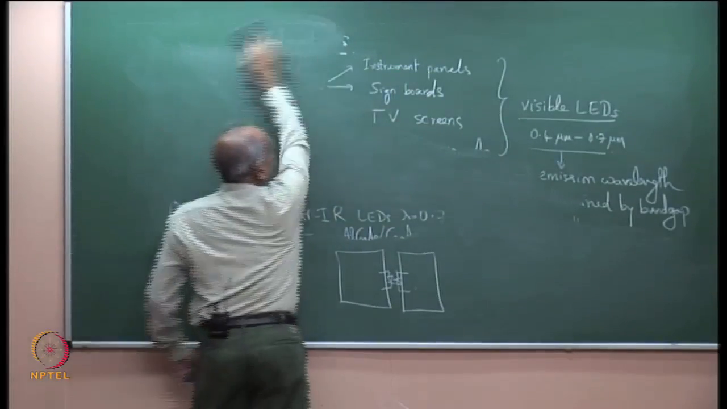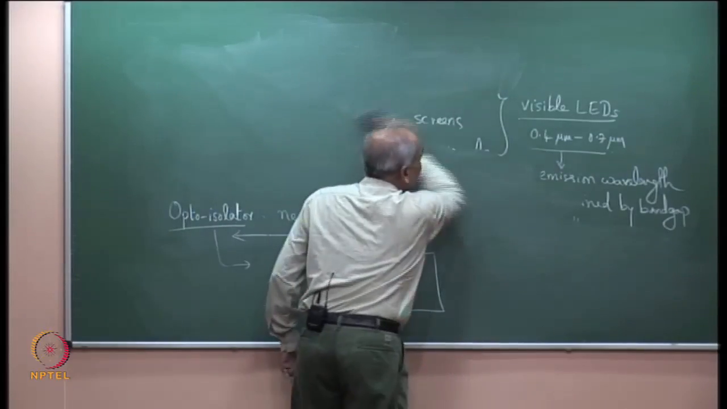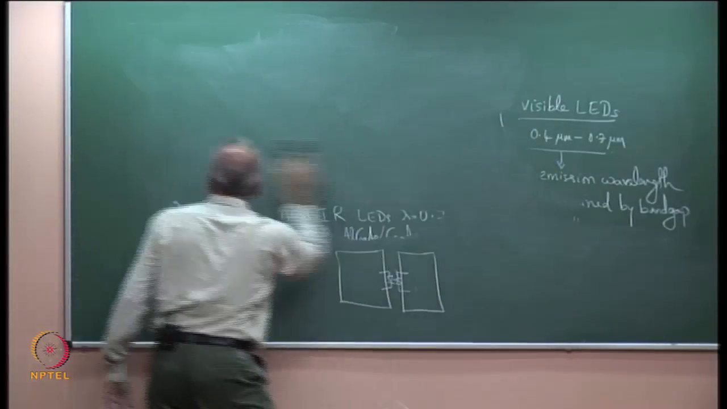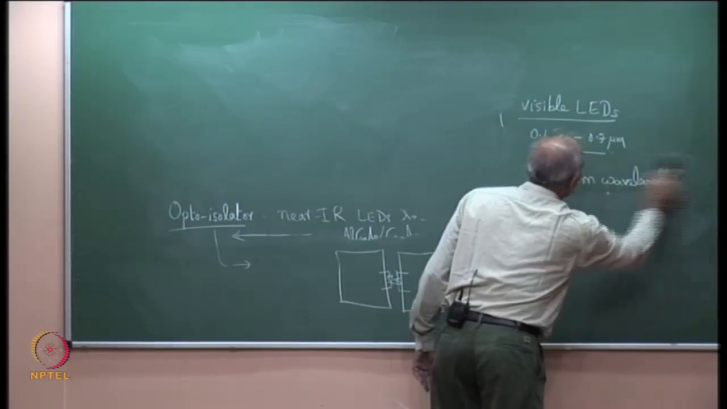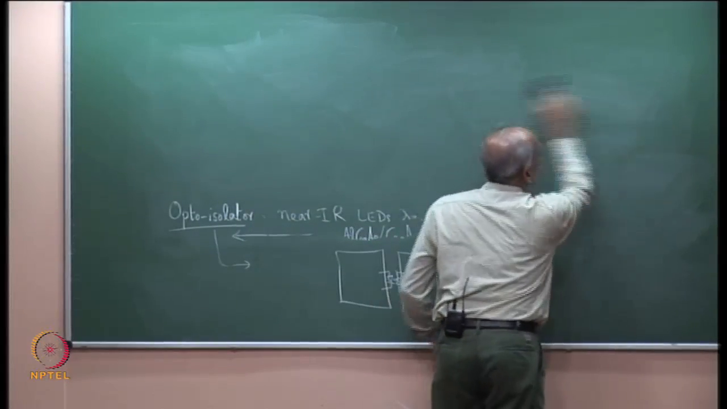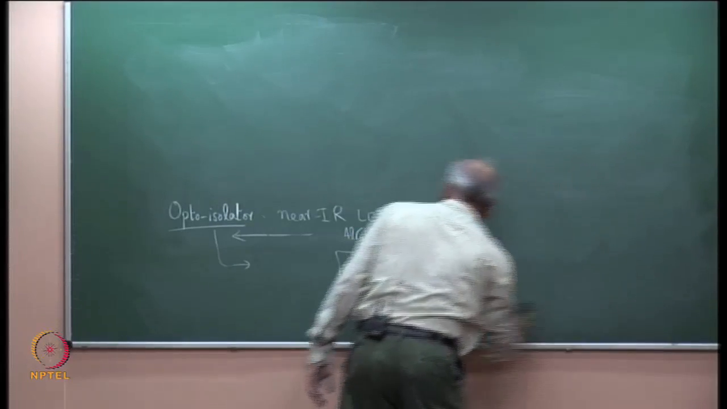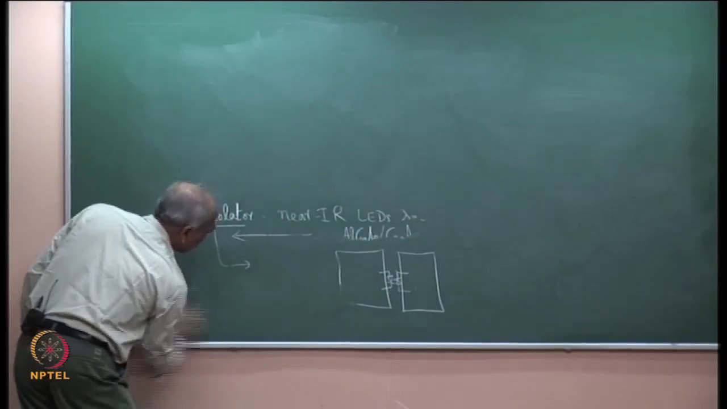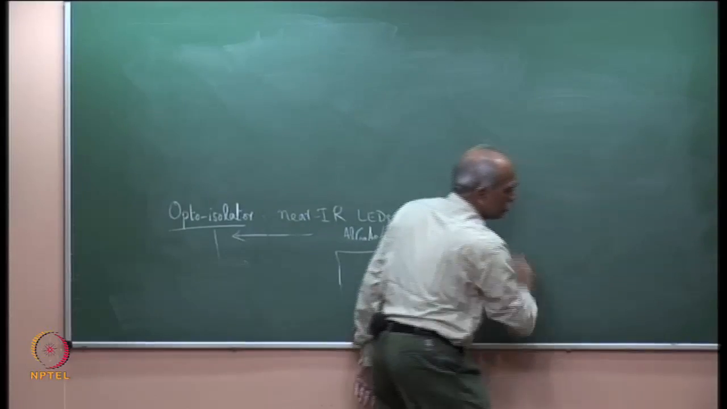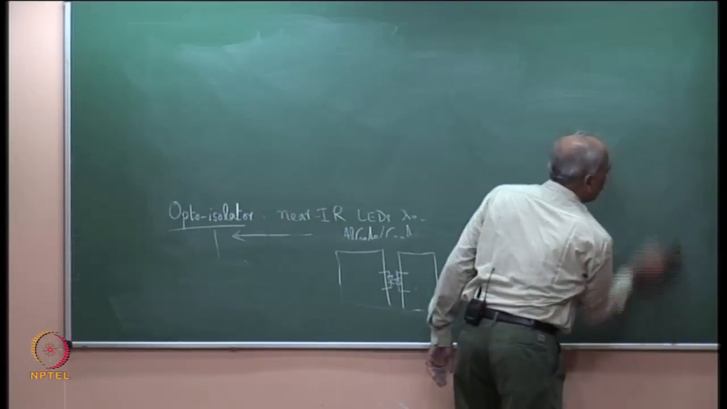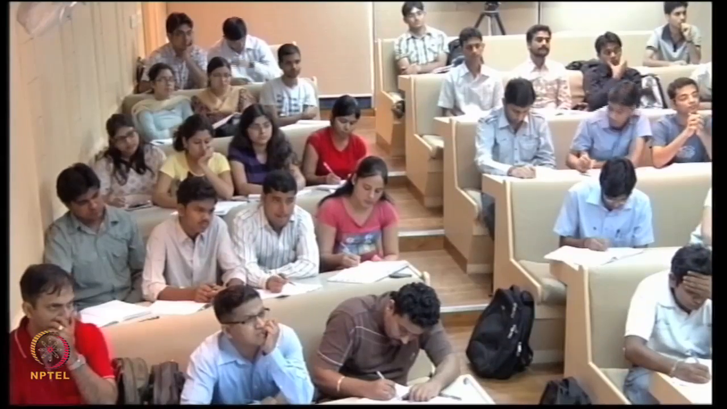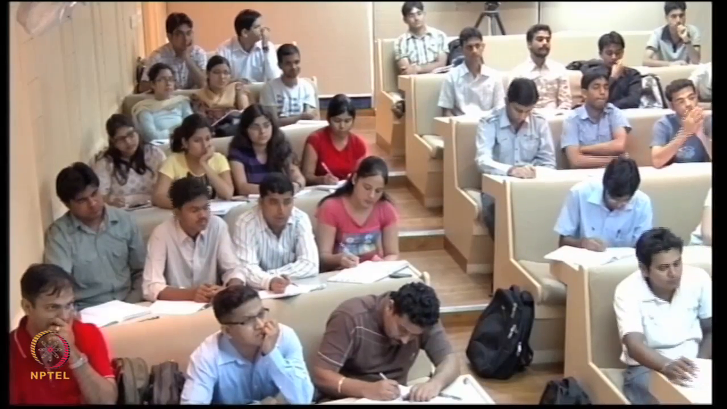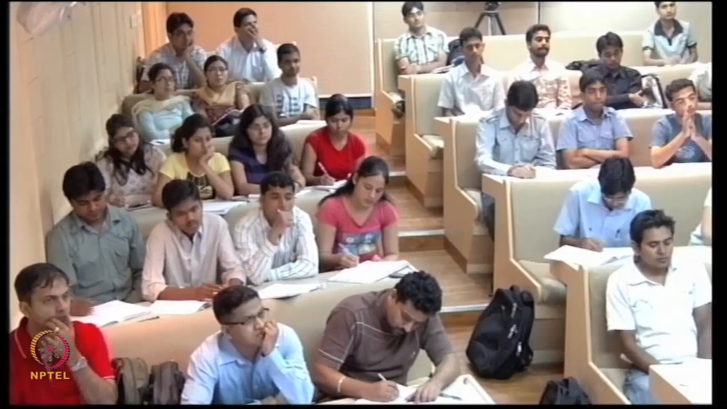So, the point to recognize is, we need LEDs right from UV up to IR. LEDs are widely used from UV to IR. So, let us see, without going into specific applications, our interest is to see the materials used for this range.